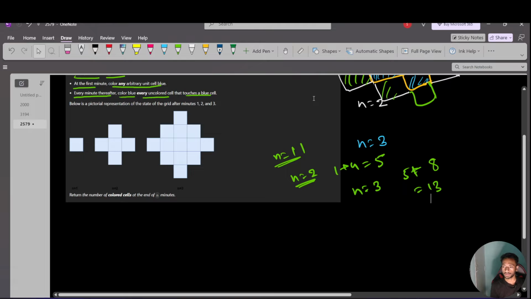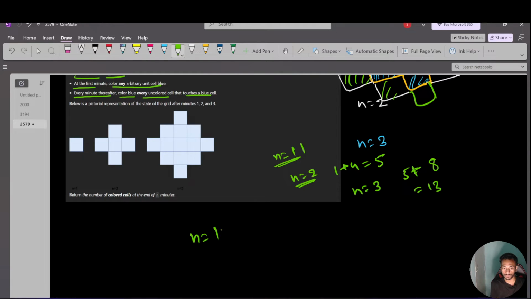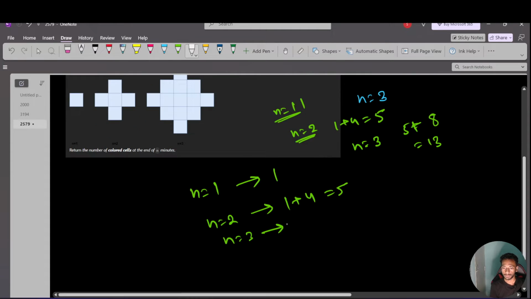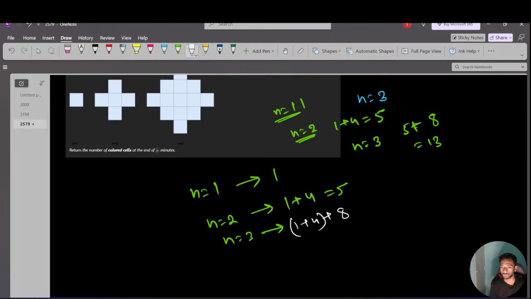You have to just recognize the pattern of how we are getting the output. For n is equal to 1, the cell count is 1. For n is equal to 2, 1 plus 4, total 5. For n is equal to 3, it was 1 plus 4 from the previous minutes, and newly added 8, correct?